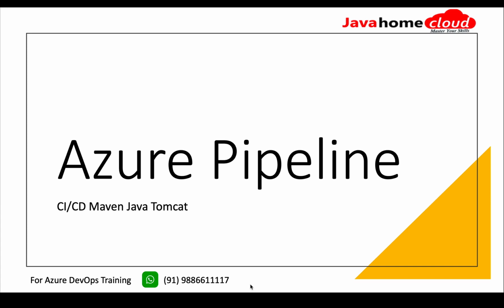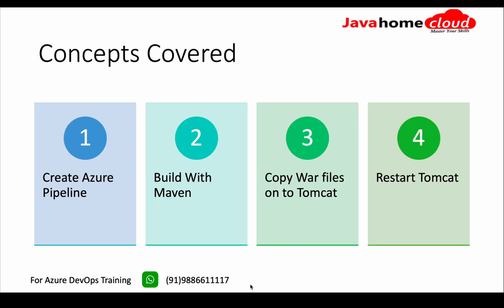Hi everybody, welcome back. In this video, I am going to cover Azure Pipeline. Using Azure Pipeline, we want to deploy a Maven-based Java application on Tomcat. What I'm going to cover is creating an Azure Pipeline. In that, we're going to have stages like build with Maven and copy WAR files onto the remote Tomcat server, followed by restarting Tomcat so that the application gets deployed.